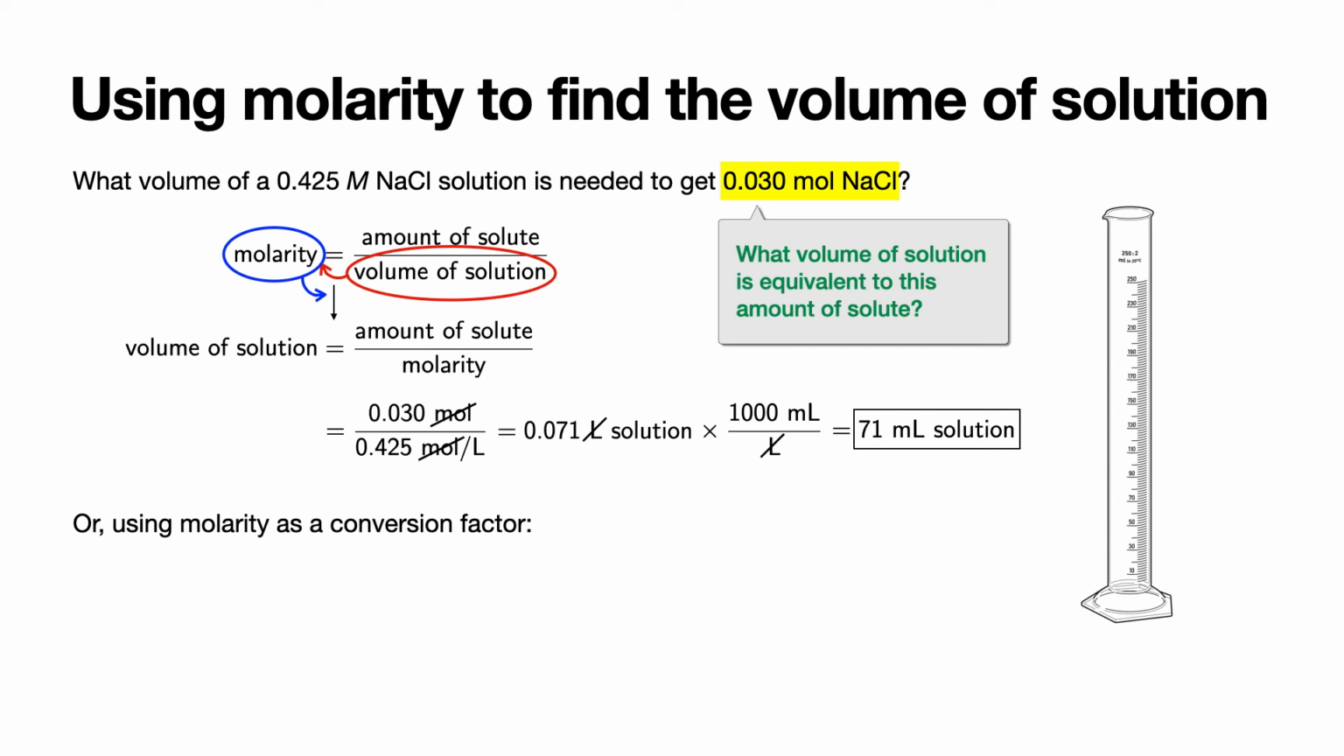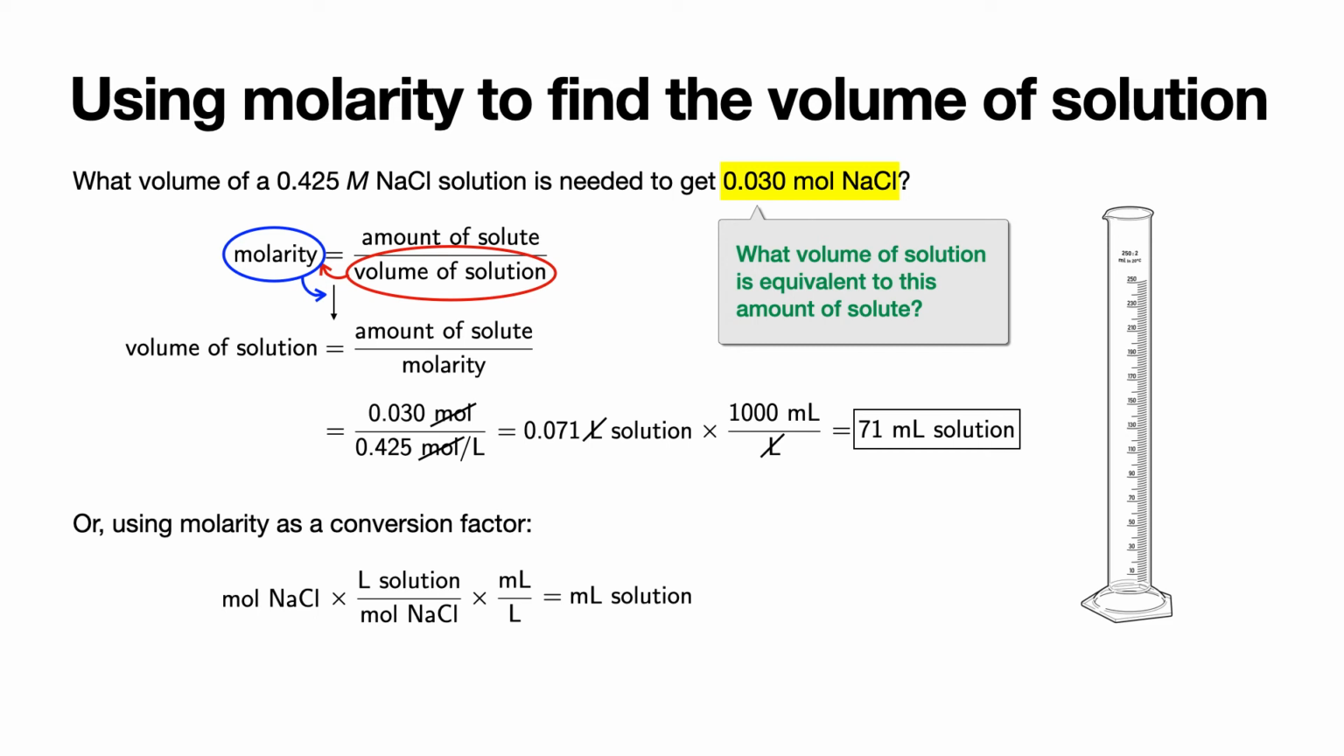Just thinking about this conceptually, we're going to want to convert from moles of sodium chloride, and then using molarity, we can convert from moles into liters of solution. Molarity relates the number of liters of solution with the number of moles of solute, and then we could convert from liters of solution to milliliters using the conversion factor between those two units. If we multiply this out, we would get our answer in milliliters of solution.